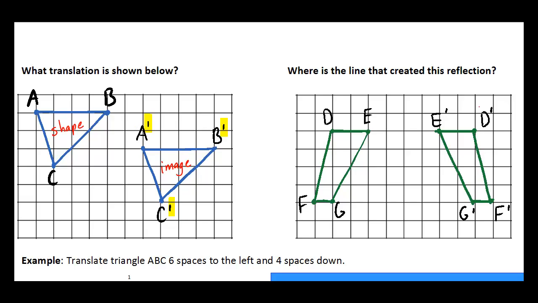Okay, so to figure out what's happened when we moved, we can literally just count boxes. If we started here, this point A was here, and we moved over to this point A prime. So we moved 1, 2, 3, 4, 5, 6 boxes over to the right, and 1, 2 boxes down. So the translation we had was 6 spaces to the right, and 2 spaces down.